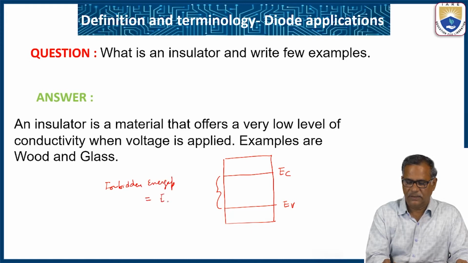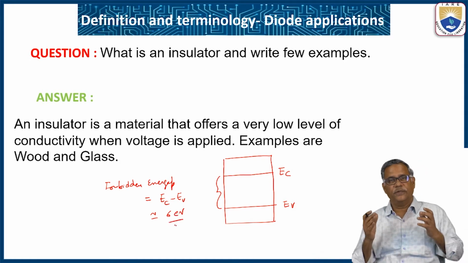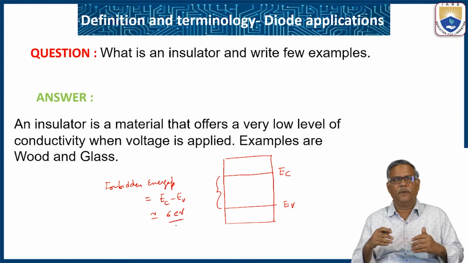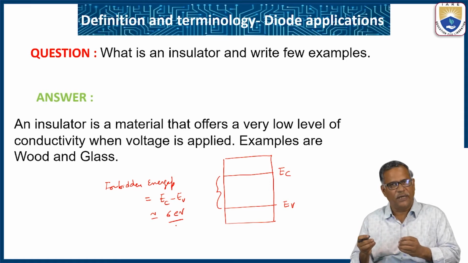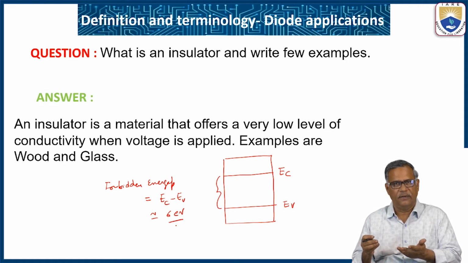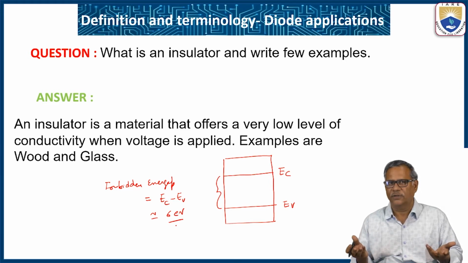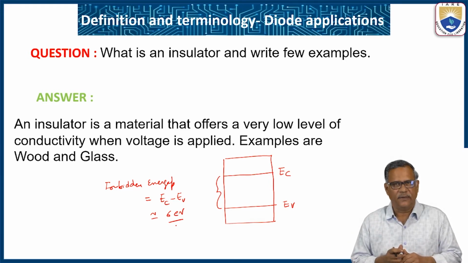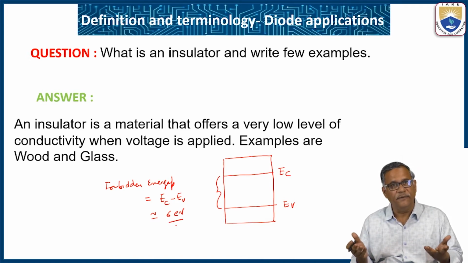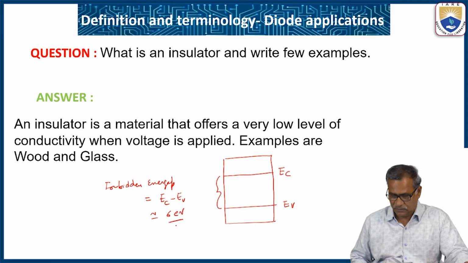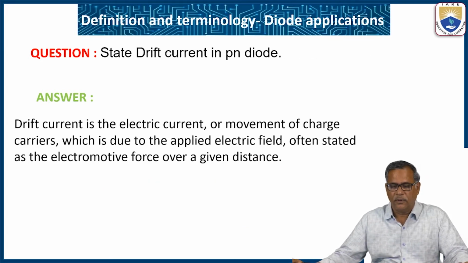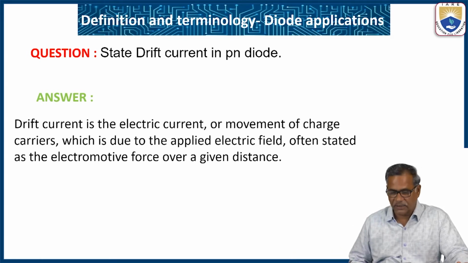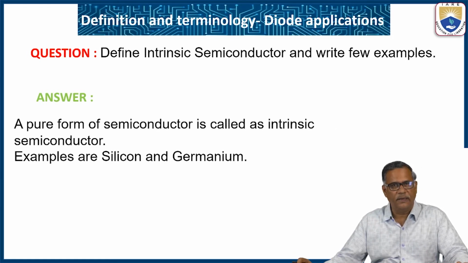Equal to EC minus EV. It is roughly 6 electron volts. So you need to apply a lot of energy to move the charge carrier from valence band to the conduction band. That is why practically no current flows through the insulator, and we say that the conductivity of the insulator is 0, or resistance of the insulator is almost infinity. Now, drift current is nothing but the current because of the applied electric field.